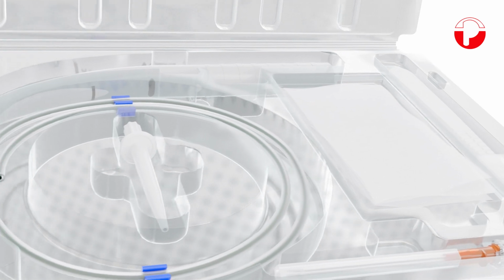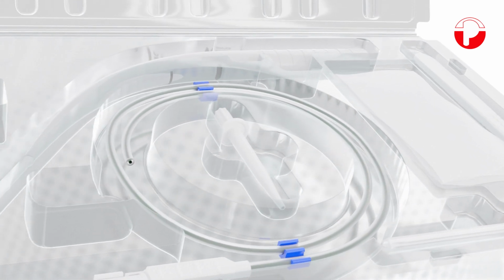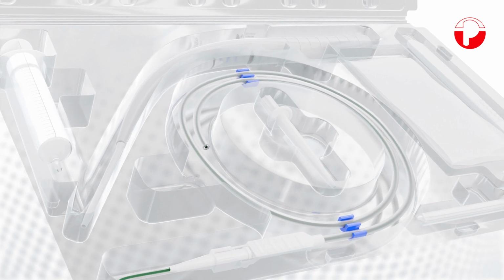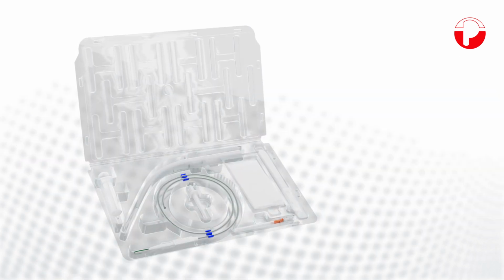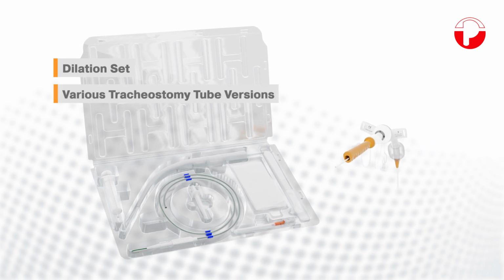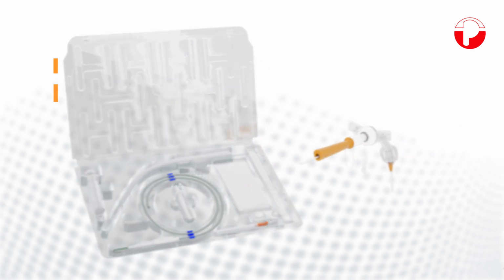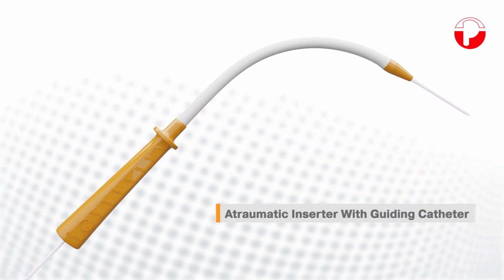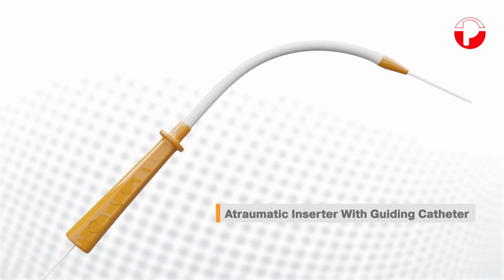Dilatation tracheostomy according to Ciaglia is the method used most frequently during this type of treatment. Our PercuTrach PDT set allows this minimally invasive technique to be carried out simply and safely. It offers the ideal combination of a dilation set and different tracheostomy tube versions that are perfectly matched to the set. Each tube version is supplied with an atraumatic inserter, into which a matching guiding catheter has already been inserted.